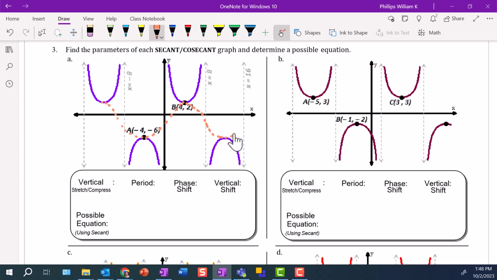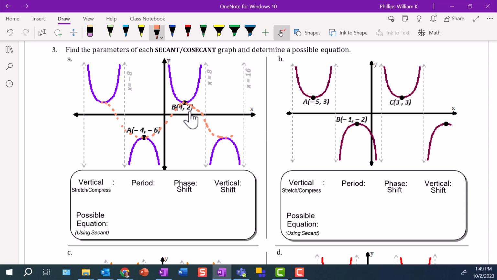Right? So I'm thinking, okay, -6 and 2. What's that total distance? Well, that total distance is 8. Okay, what's half of 8? That's 4. Now, the midline is not 4. The midline is going to be 4 values above -6 or 4 values below 2.